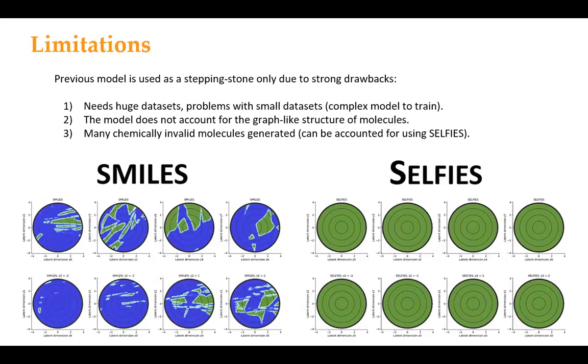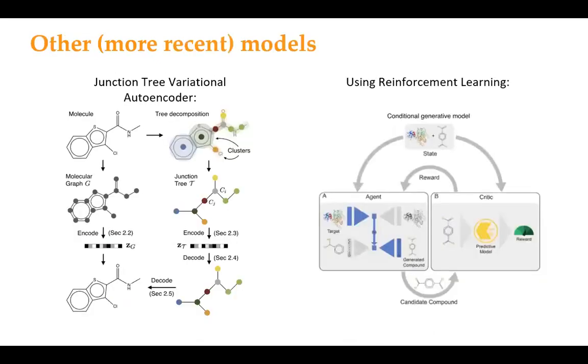But yeah, the three main ideas are: we don't have enough data, the model needs a lot of data. The model doesn't understand the graph-like structure of our molecules. And also, we tend to generate molecules that are actually not real, not valid. For that, we have older, more recent models that have improved a lot on this problem. So just to show two examples, one would be the junction tree variational autoencoder, which actually does use the graph-like structure of molecules.